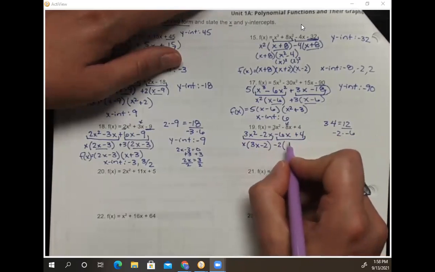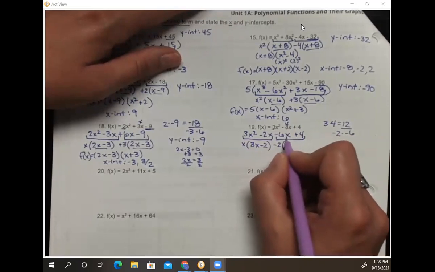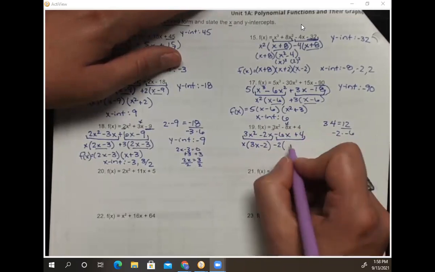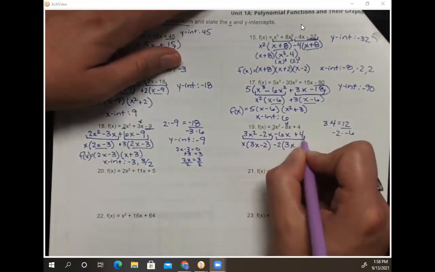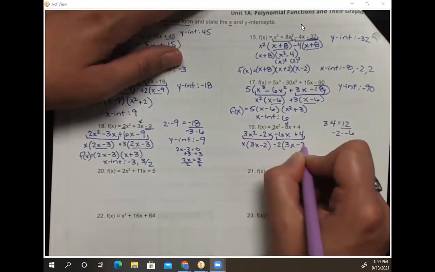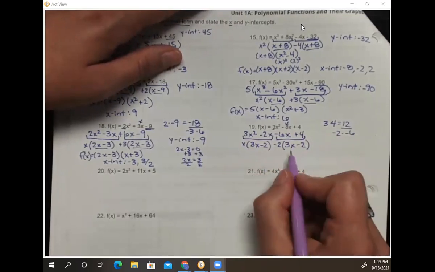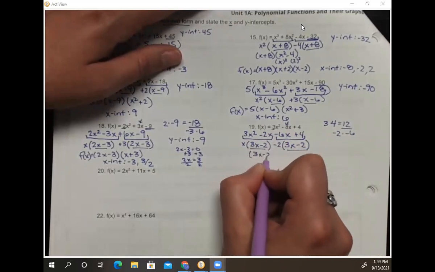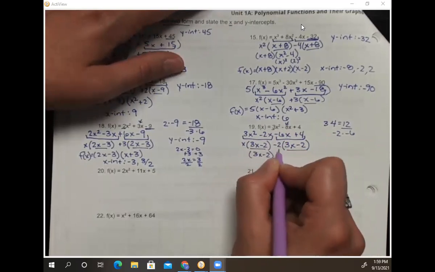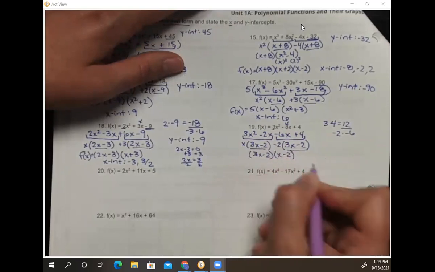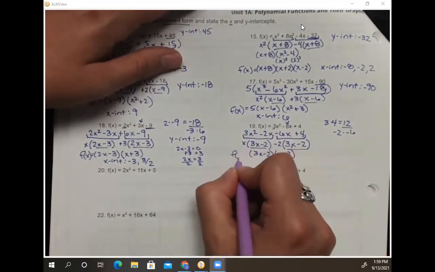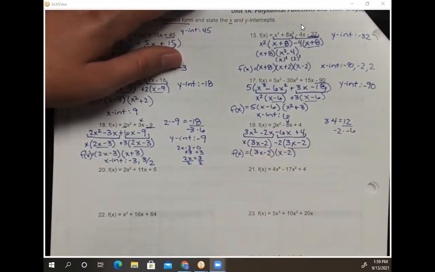Remember to be careful with your signs here. So 6x, factor out -2, would leave me with 3x, and -4, factor out -2 to leave us with -2. My stuff in parentheses is the same, so that comes out as my new GCF, and I'm left with x minus 2. Everything's down to x to the first. I've got no more exponents, so this is as factored as this can get.